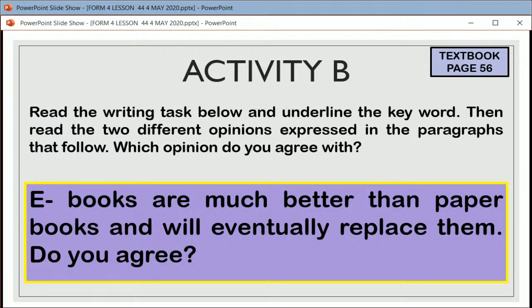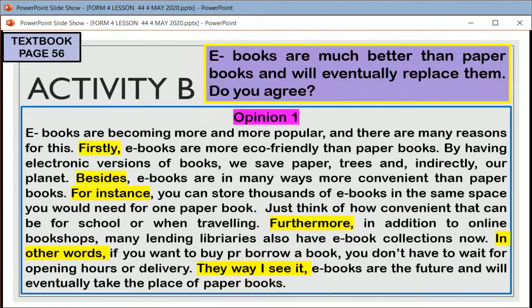Yeah, so some of you agree, some of you disagree. Let's look at the opinion. Now, when you look at the opinion, what I want you to do is underline the keywords. Okay, so David, hi David, he also agreed with the statement. Let's look at opinion 1, where the task is ebooks are much better than paper books and will eventually replace them. Do you agree? This is the first opinion. Okay, Brian is half and half.